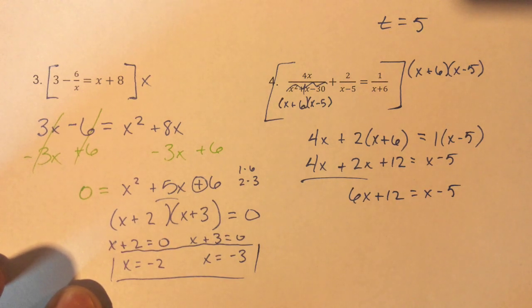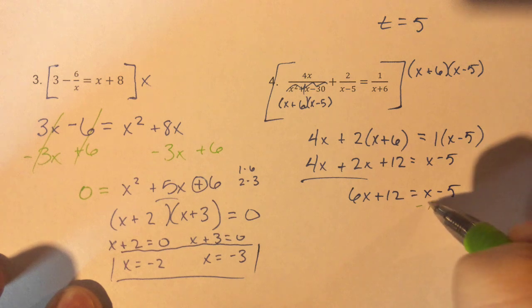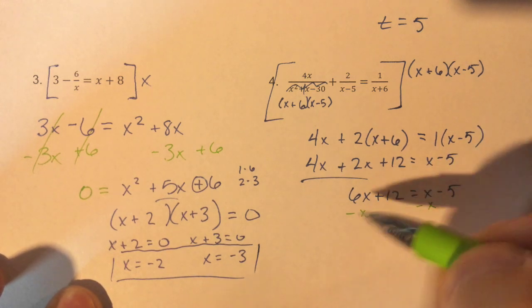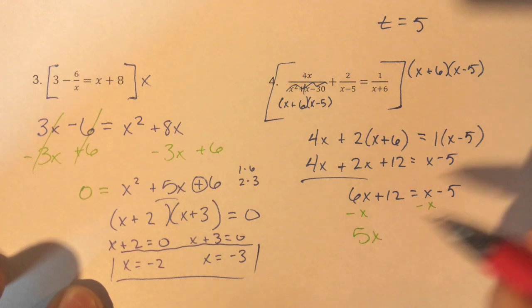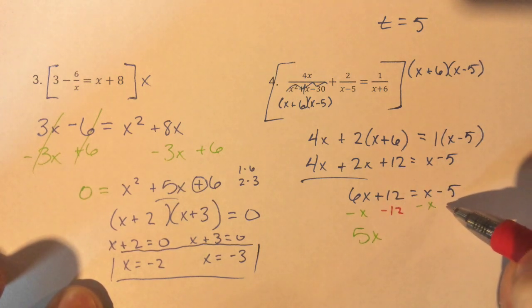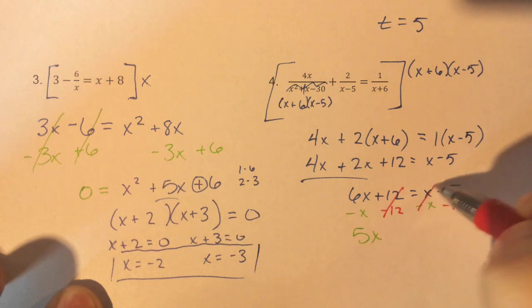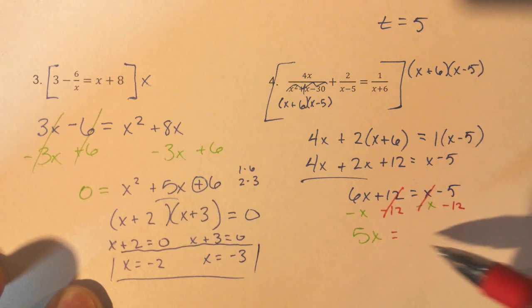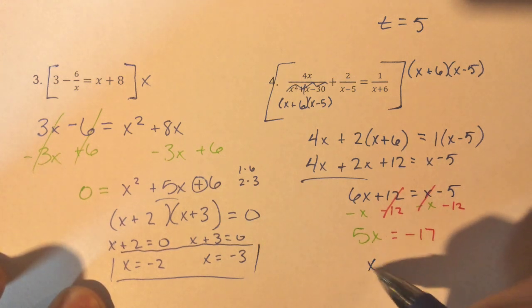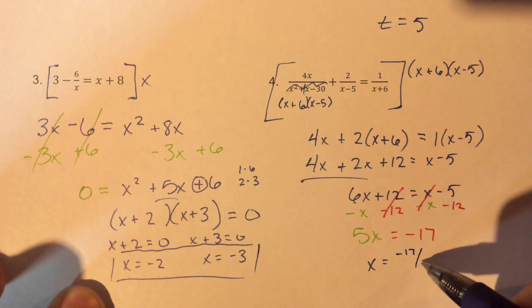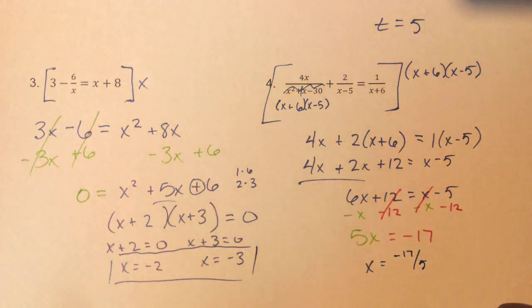From here, you'd probably subtract x from both sides of the equation. That's going to give us 5x. And then at the same time, you'd probably go ahead and subtract 12. And that's going to be negative 17 over there. Divide by 5, and it doesn't go into it evenly, so we're just going to leave it as that reduced fraction of negative 17 over 5.